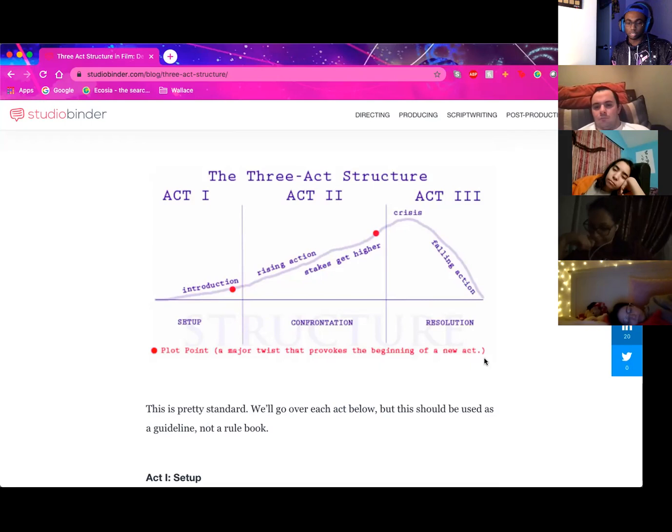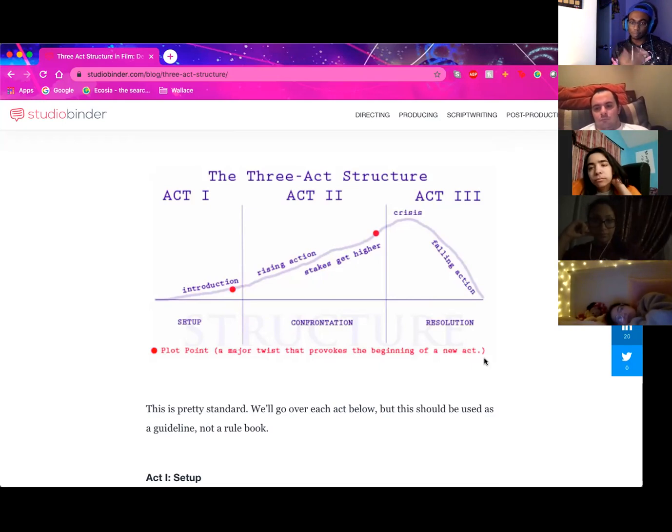Now it says crisis on Studio Binder right here, but in English classes and creative writing classes, it's just called the climax of the movie. The final boss battle, the final confrontation, the final big conversation. If you watched Malcolm and Mary over the weekend, those kinds of things.